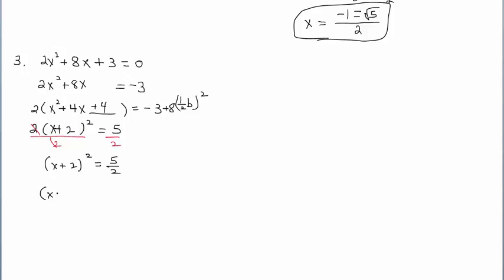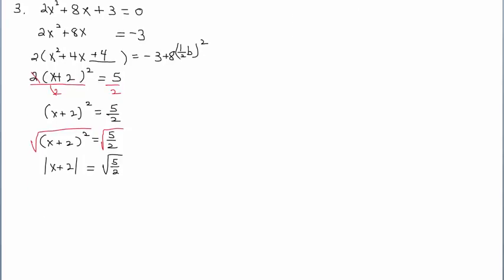I'm going to write the problem down again so that I can bring in the square root. Now absolute value x plus 2 equals the square root of 5/2. Neither 5 nor 2 is a perfect square, so I can't simplify or bring anything out. My second to last move is to remove the absolute value, which is going to be plus or minus the square root of 5/2. Now my last move is to subtract the 2. Negative 2 plus or minus radical 5/2.